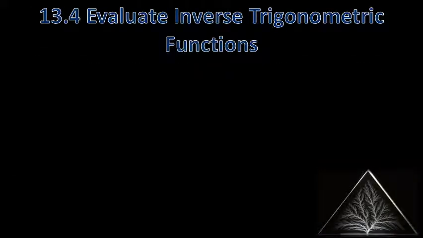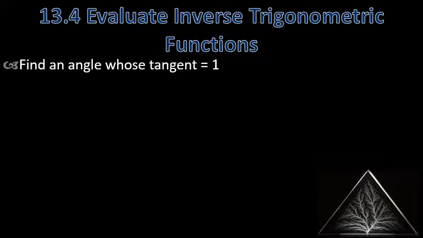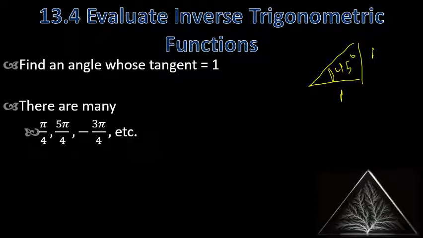Lesson 13.4. Evaluate inverse trigonometric functions. Find an angle whose tangent is 1. Well, if we think about our special right triangles, and tangent is opposite over adjacent, if we had one where the two sides were the same, what one is that? That's the 45. So 45 degrees. Oh, but pi over 4 is the same as 45 degrees.